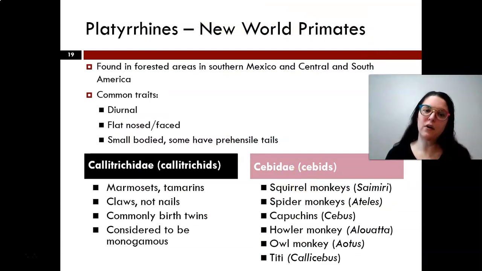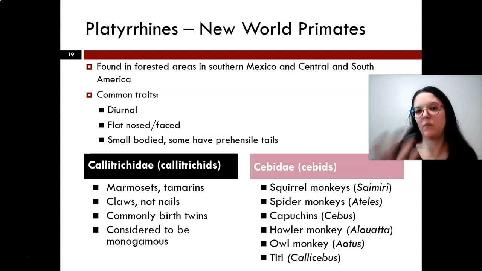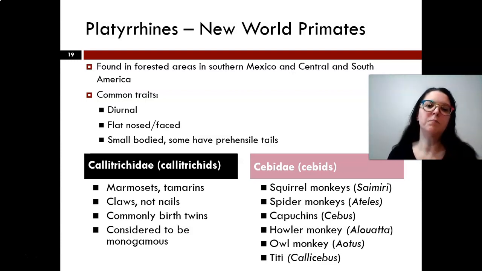So first, let's look at the platyrrhines, again a slightly more ancestral version of monkeys. We refer to platyrrhines as New World primates, and this reflects their distribution: they're found in the forested areas of southern Mexico, Central and South America. That is referred to, generally speaking, as the New World, versus the Old World, so Africa, Asia, and Europe.